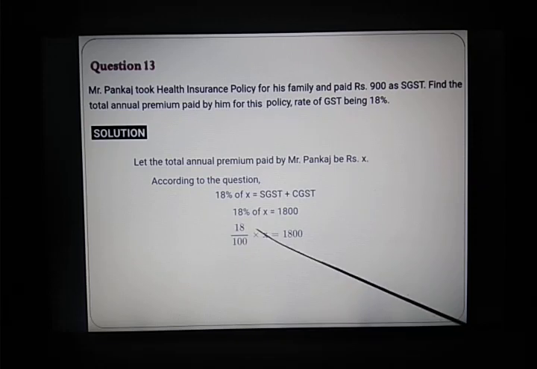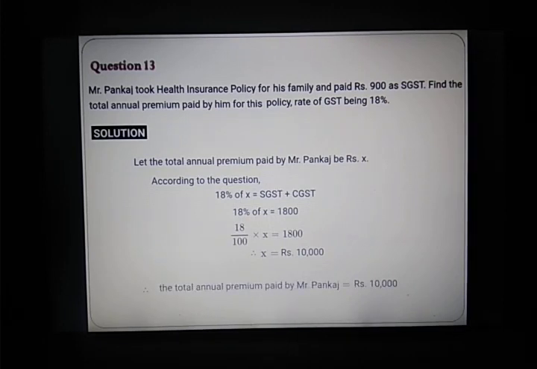So let us calculate. 18% means 18 by 100, of means into X, equals this much. Now let's calculate the value of X. Obviously my X will be 10,000. So the total premium paid by Mr. Pankaj is rupees 10,000. Pause the video to note down.